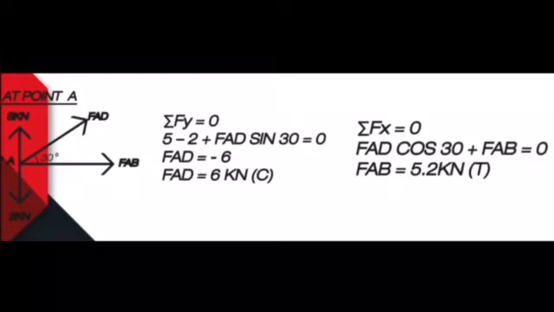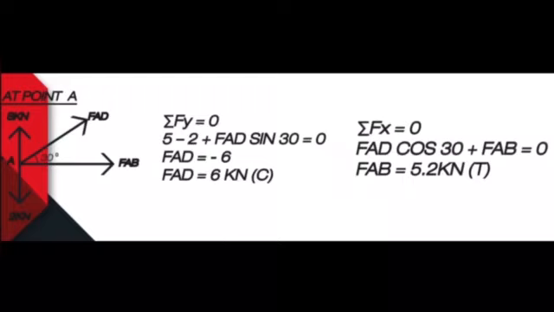For summation of Fy equals 0, we substitute all the forces related to the y-axis, such as 5 kN and 2 kN, and the resolution of FAD, which is FAD sine 30. Therefore, 5 minus 2 plus FAD sine 30 equals 0. We assumed that forces going upwards are positive and downwards are negative. When we solve this equation, we get FAD equals negative 6 kN. Therefore, FAD is 6 kN, where the negative value represents compression, meaning the force is going inwards.